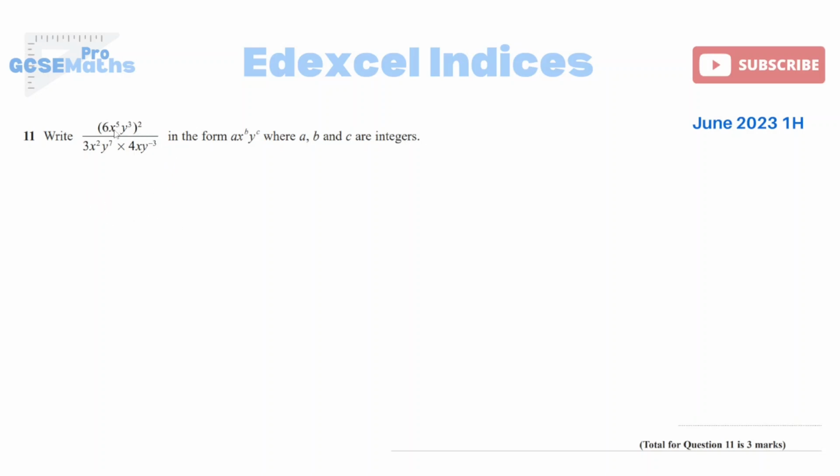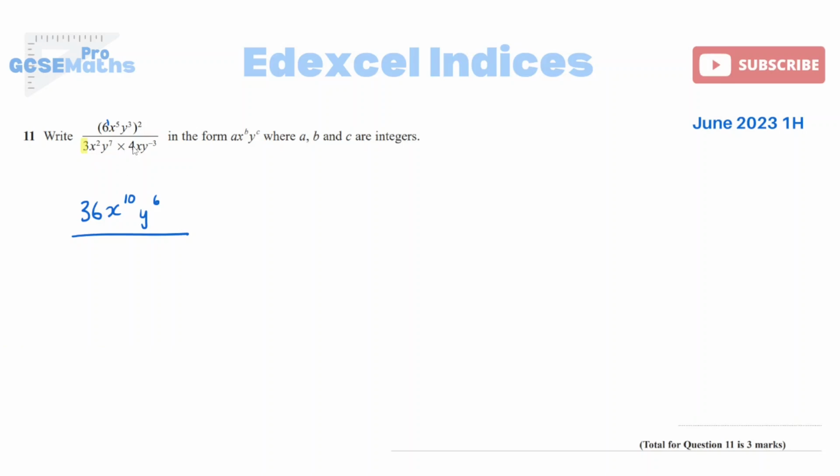So here we need to do, obviously that's currently 6 to the power of 1, so that would be 6 to the power of 2, which is obviously 6 squared, 36. X, 5 times 2 is 10. And y, 3 times 2 is 6. That's the numerator. The denominator is our first index law where we're multiplying, so we add powers.